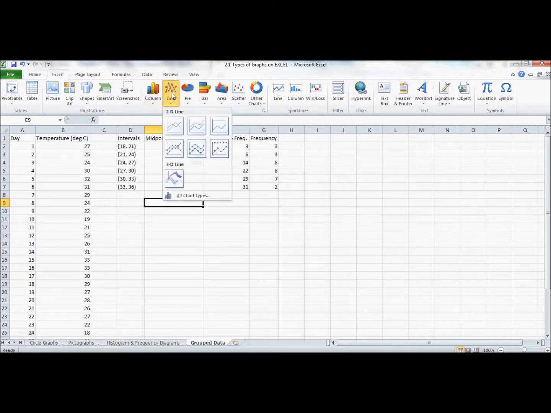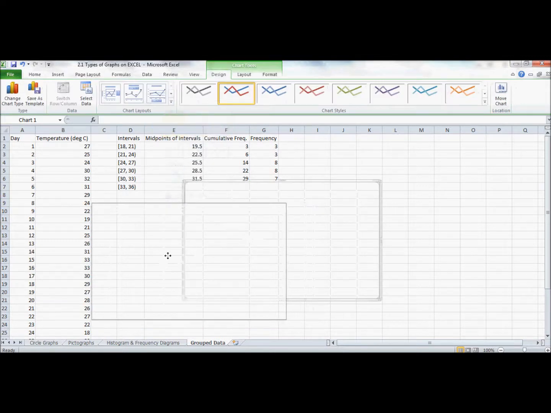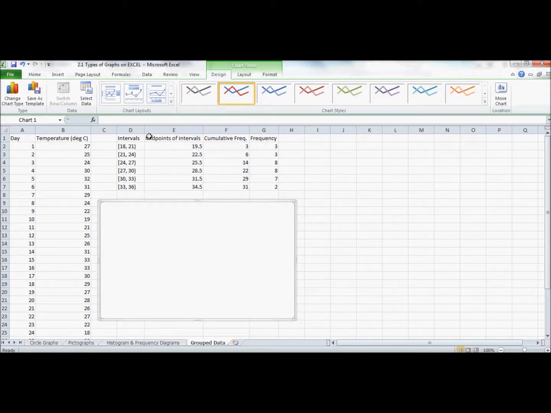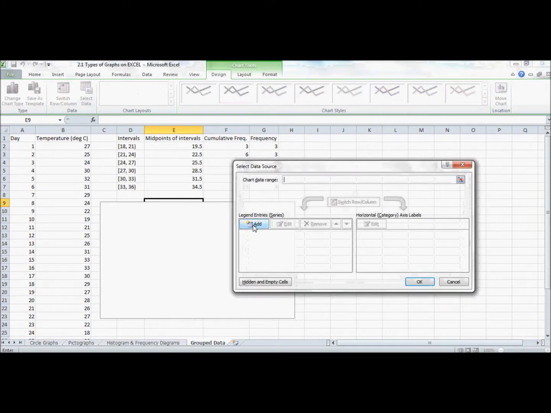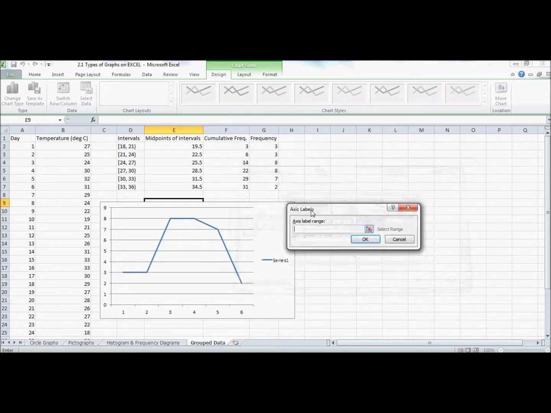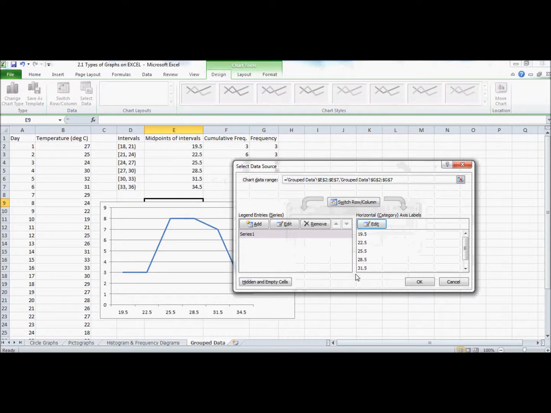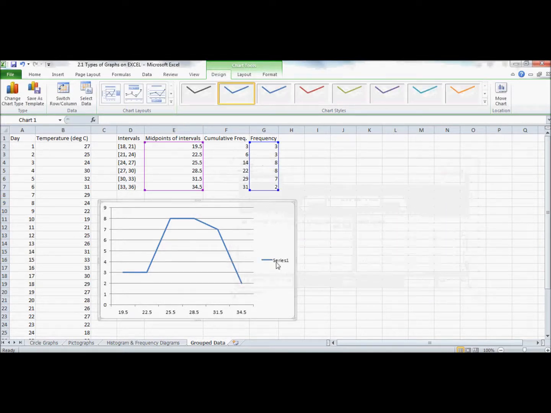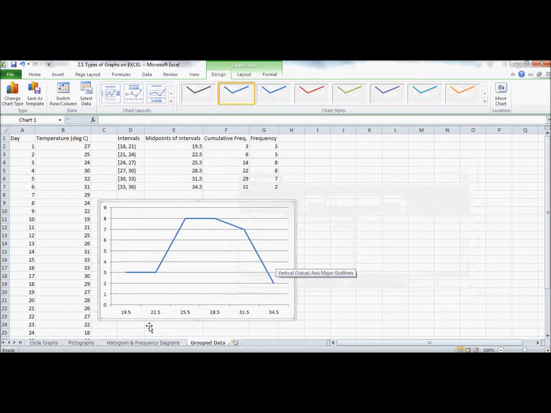So insert line graph. This one's going to be our regular frequency. So we're going to select data, and our series will be the frequencies, and our horizontal axis will be the midpoints of our intervals. Depending on the context of the question you're working with, sometimes you might want the midpoints. Sometimes it might make sense to actually put the full intervals as your labels.